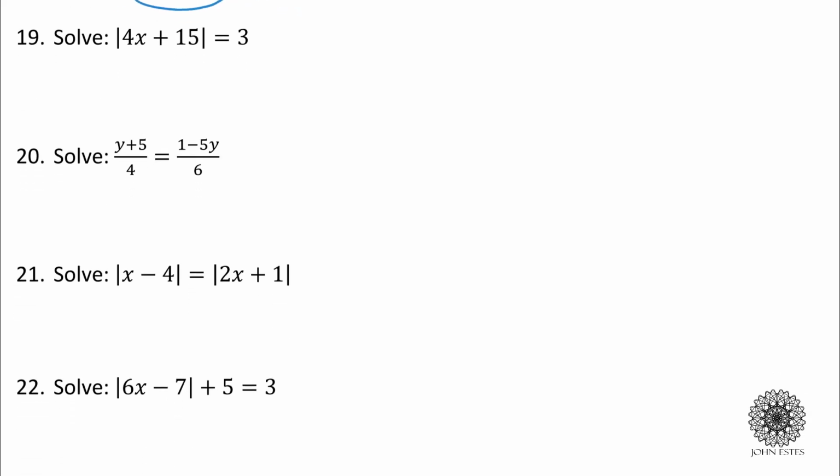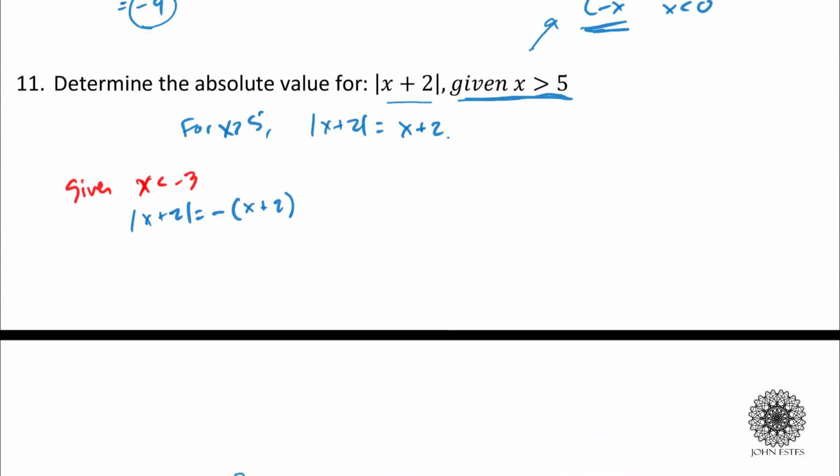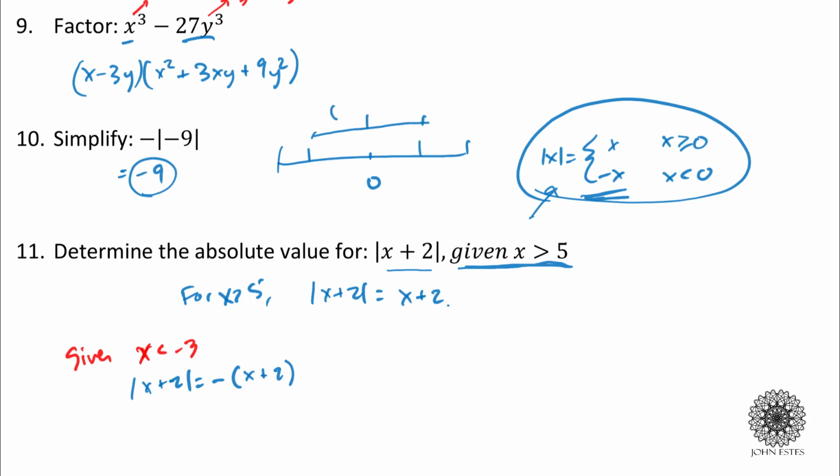Okay, number 19. This time we have an absolute value situation. And so if you remember back to our absolute value situation earlier, we have to go back to this definition. The absolute value here, so here's 0. Let's say I had an absolute value of 6, for example. That means I could go 6 in this direction or in this direction and still have an absolute value of 6.